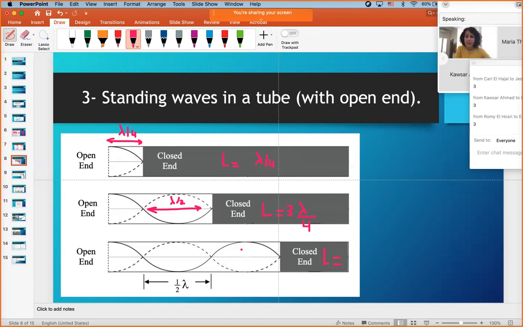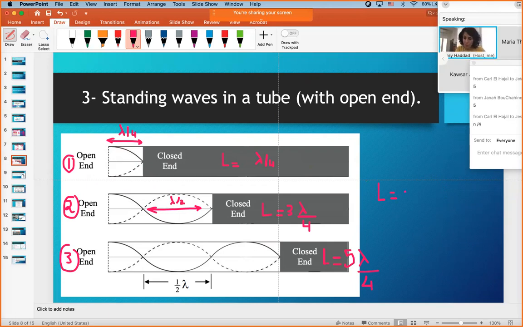Yes. How many lambda over 4? 5 lambda over 4. So can you come up now with a general term for L? This is the first order, right? The first harmonic, the second harmonic, the third harmonic, or case 1, case 2, case 3. What can you say? Is that a bit tough? Just say anything and we can fix it together.